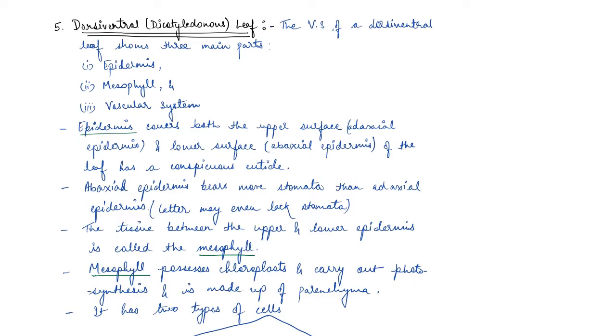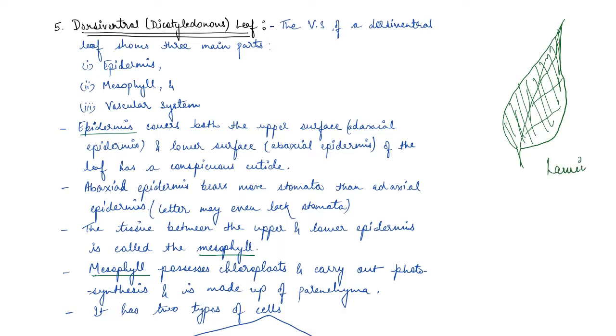Basically, if I draw a leaf, it is something like this, right? So we have a midrib, and we have different veins inside a leaf, right? So this whole flat structure is nothing but the lamina, right? The thin, flat layer of leaf is lamina.